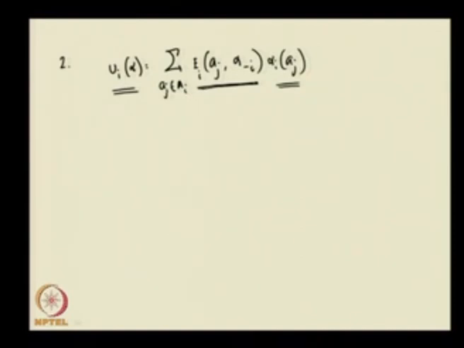Similarly, for actions which have lesser expected payoff, the probabilities will be equal to 0. So, that is it.